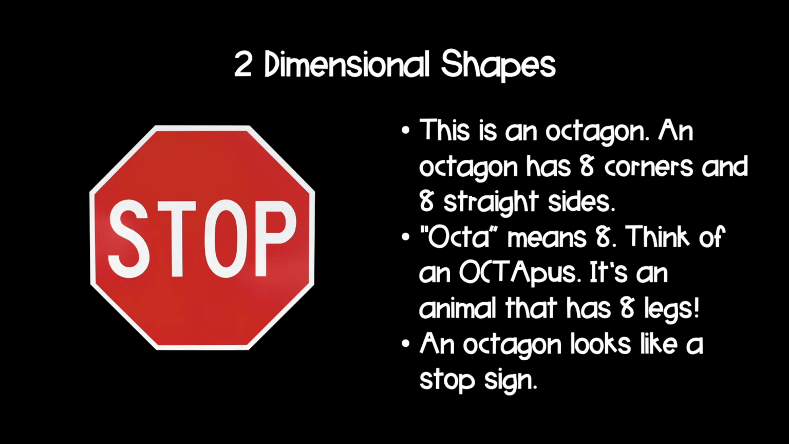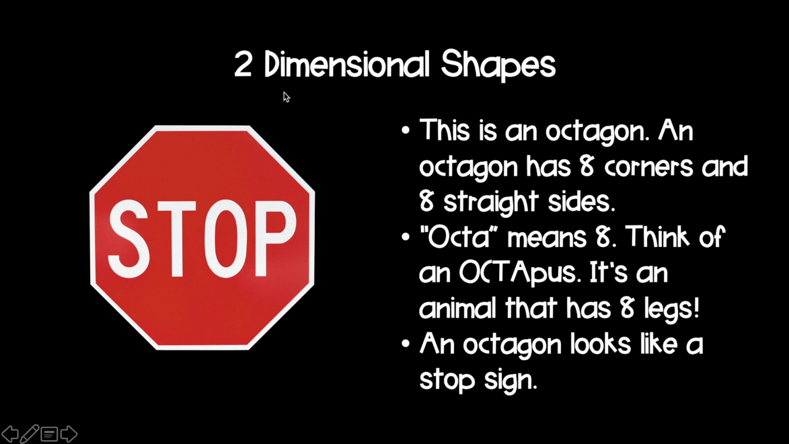This is an octagon. An octagon has 8 corners and 8 straight sides. Octa means 8. If you think about it, there is an animal you know that has octa in the name. If you're thinking it's an octopus, you're so smart and we are on the same track. An octopus is an animal that has 8 legs because octa means 8.